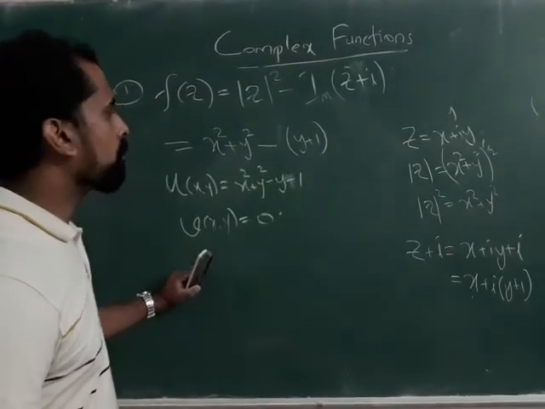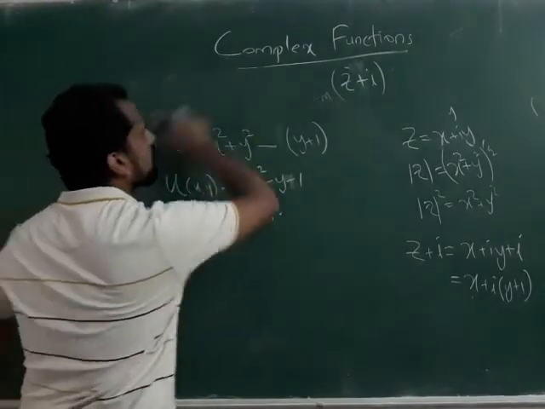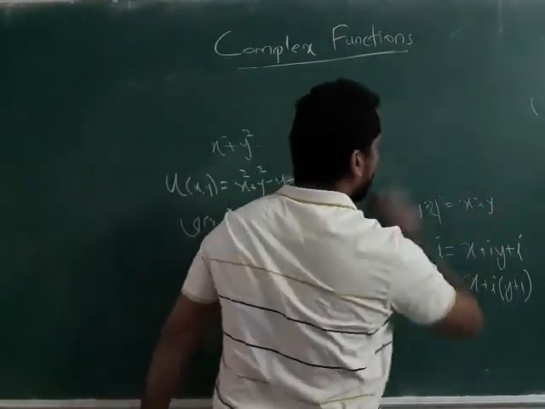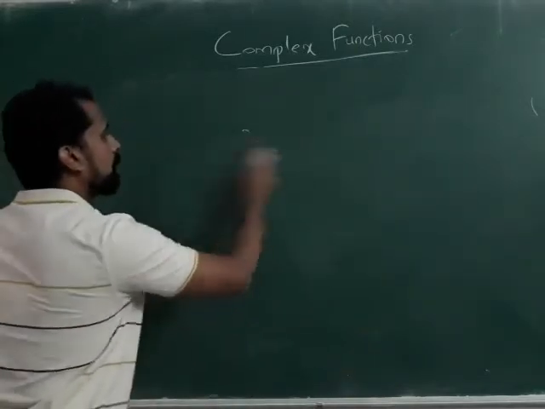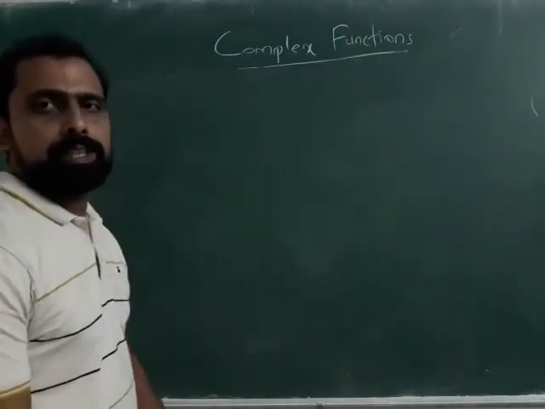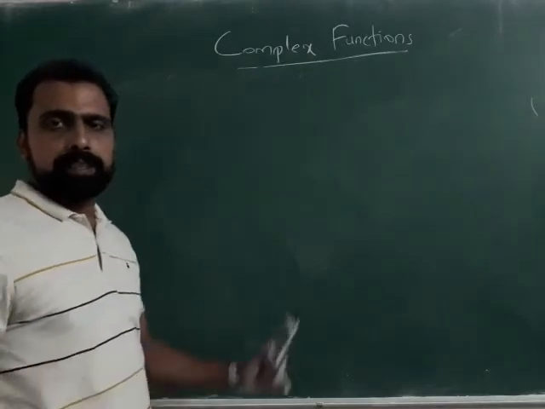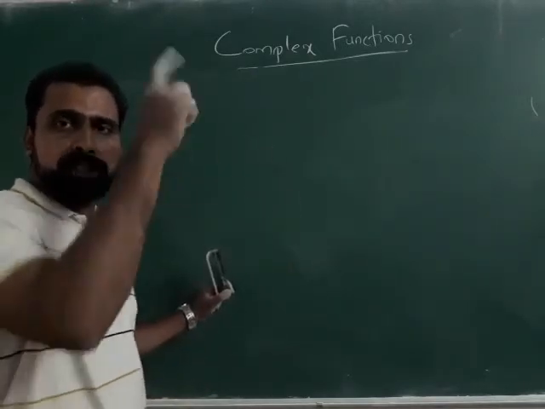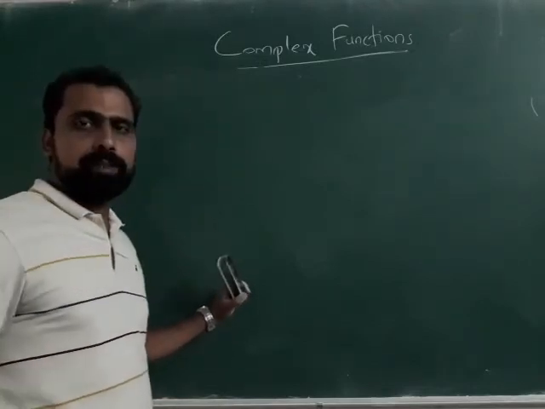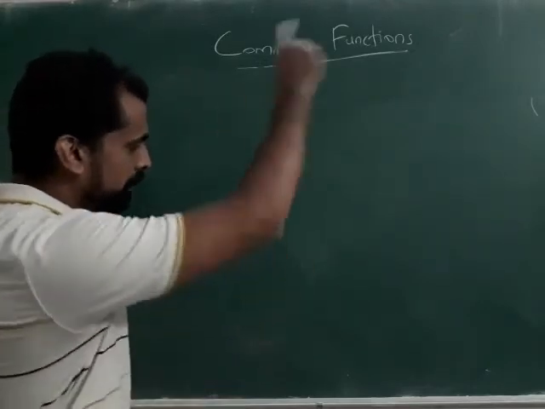Now we will go for the mapping, complex mapping. Like in the real mapping, for each x value you have a corresponding y value in the range. In the domain, for a particular x value you have a y value in the range.